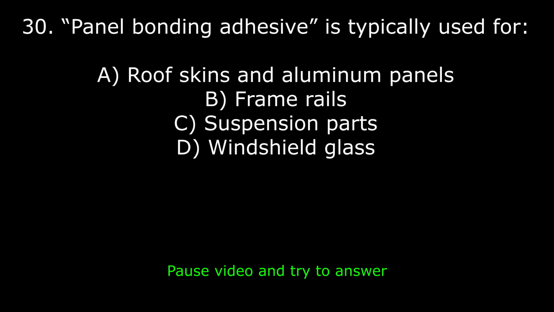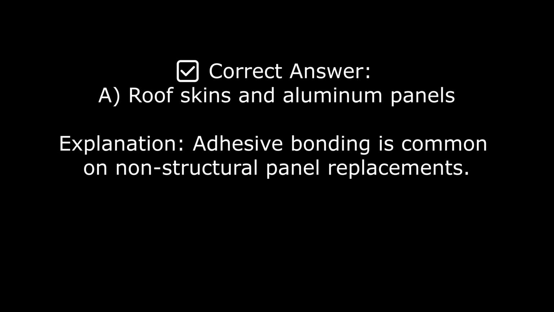30. Panel bonding adhesive is typically used for A. Roof skins and aluminum panels. B. Frame rails. C. Suspension parts. D. Windshield glass. Correct answer is A. Roof skins and aluminum panels. Explanation: adhesive bonding is common on non-structural panel replacements.